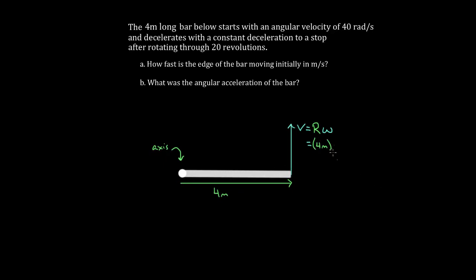And we multiply by the angular velocity, which initially was 40 radians per second. And we get that the speed of this point on the rod, 4 meters away from the axis, is 160 meters per second. That's really fast. And that's the fastest point on this rod.